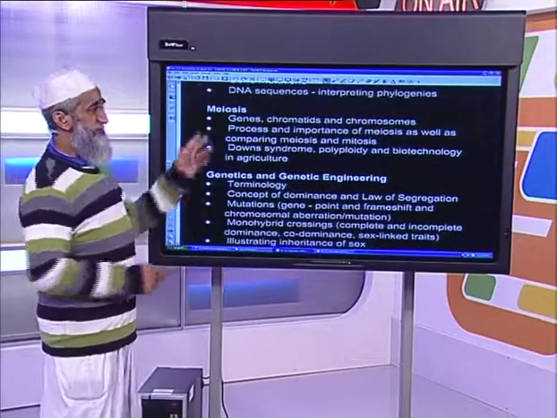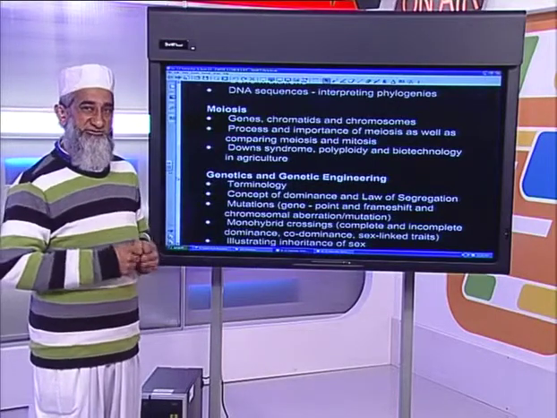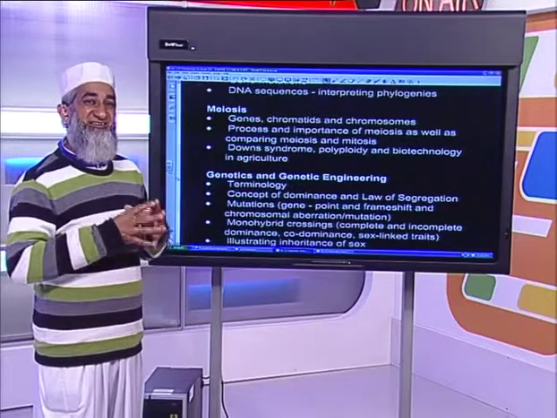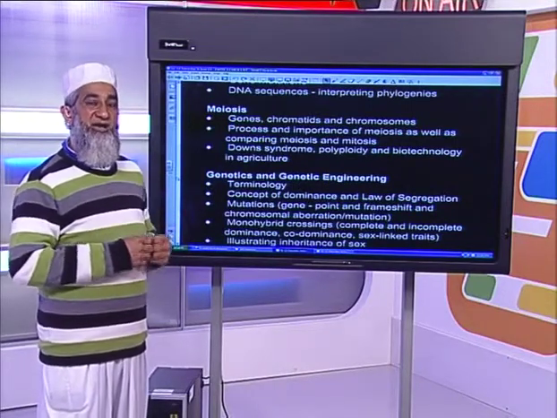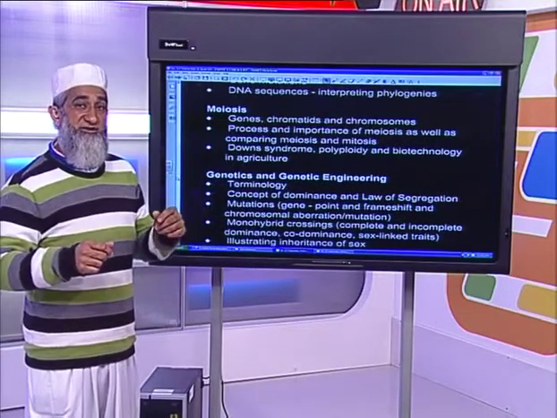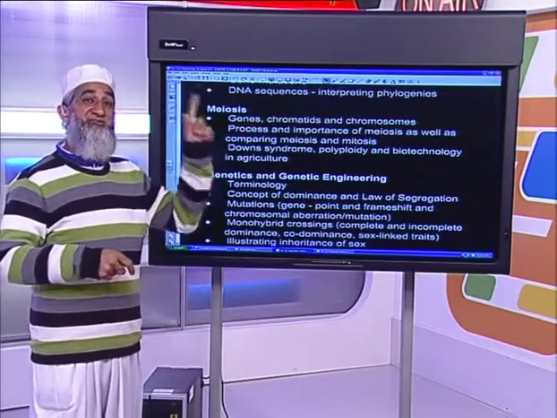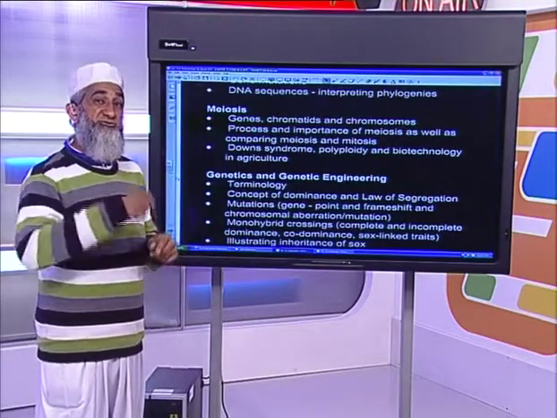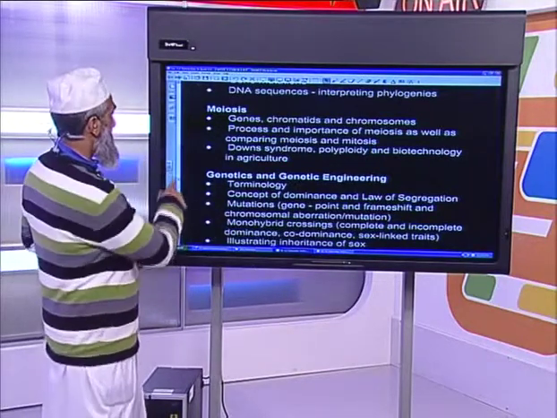We move on to meiosis. There we look at the process of meiosis, the significance of meiosis, and problems in meiosis. We also look at the differences between mitosis and meiosis. So there you're going to have to start scratching your heads, guys, because mitosis you did in grade 10, but you need to know the differences between mitosis and meiosis in grade 12.